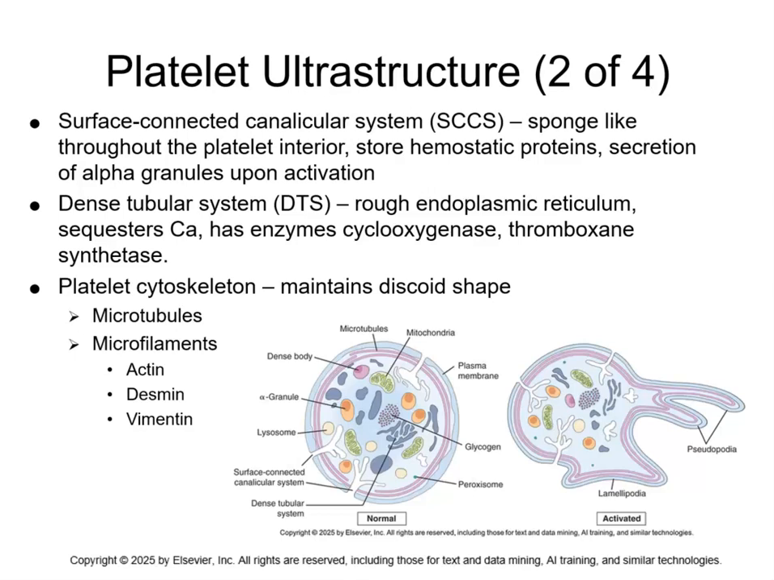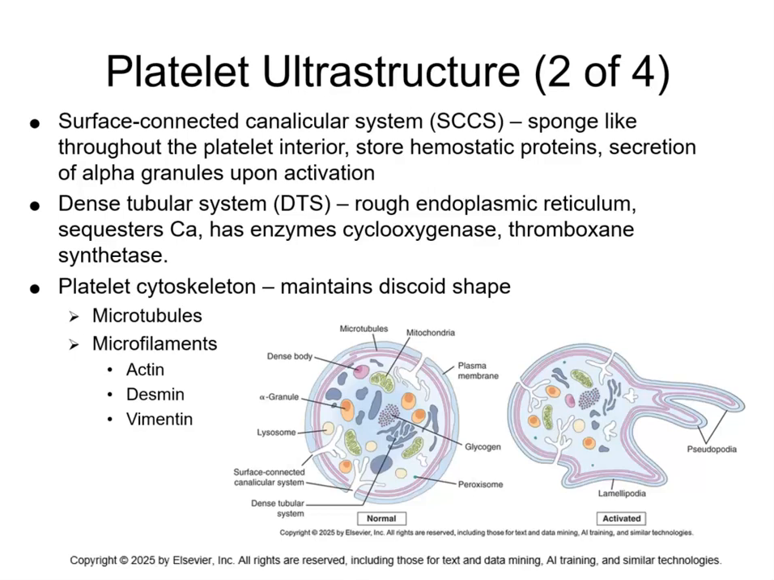So here is a surface connected canalicular system, and this somewhat resembles an endoplasmic reticulum, sort of. The dense tubular system is better because the surface, in other words, it's like a sponge, and it allows stuff, like a bone marrow, to get out from inside of the cell, because this is where the alpha granules will secrete out to allow us to have more adhesion and more aggregation.